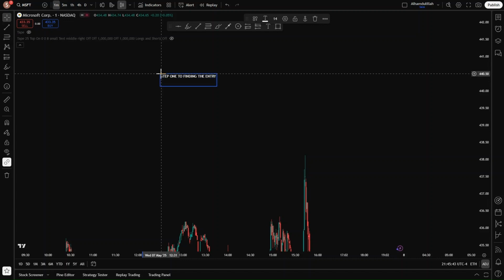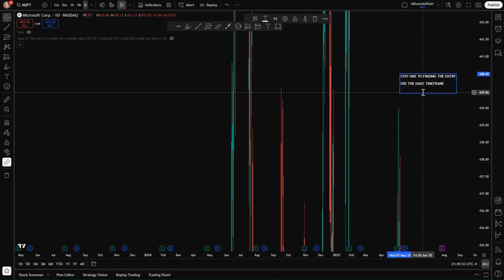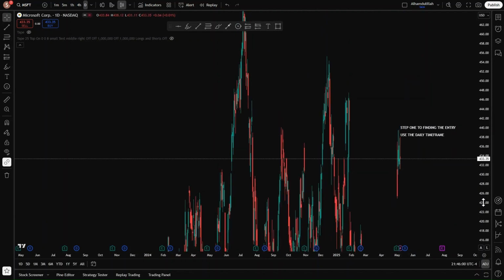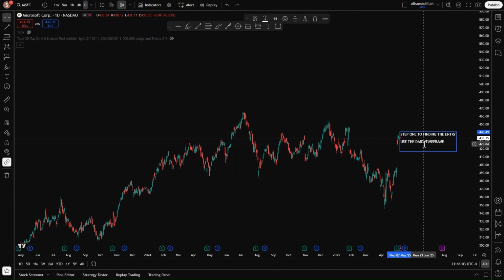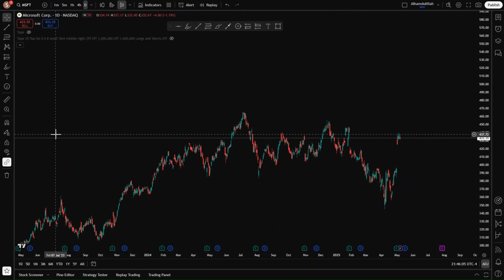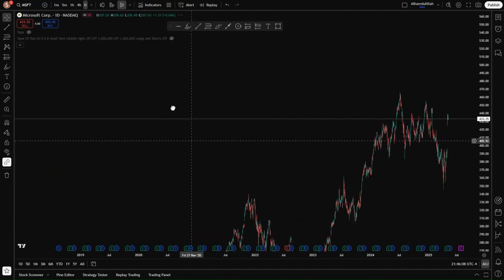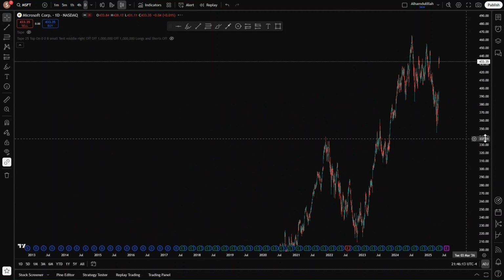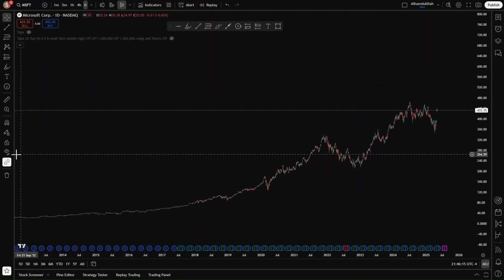Step 1 to finding the entry, use the daily time frame. You're going to be using the daily time frame. The reason why we're going to be using the daily time frame is because on the daily time frame, you're going to be able to see all the price action that you need to see. As you can see, on one screen of the daily, you can pretty much see almost a decade worth of price action. If you zoom out all the way, you can see everything. Over a decade worth of price action.